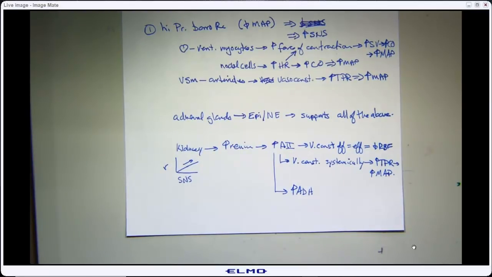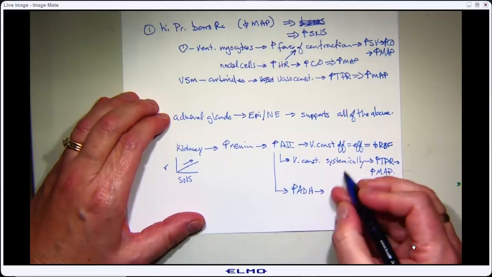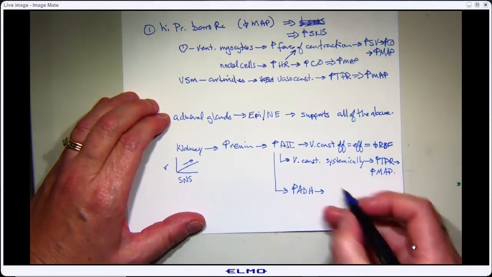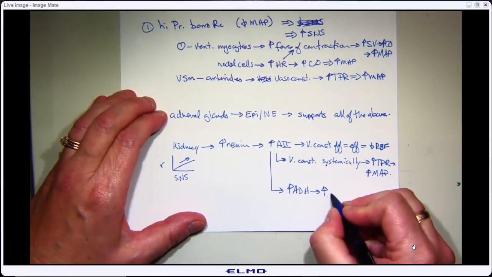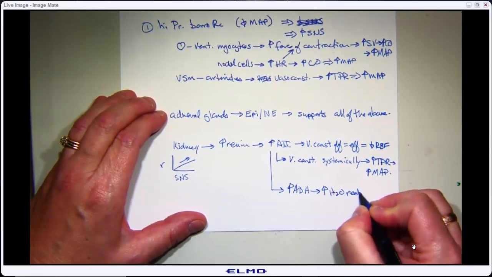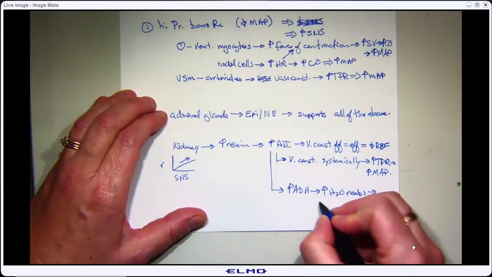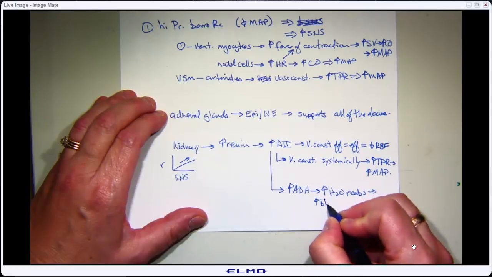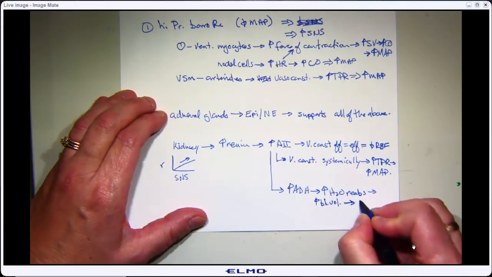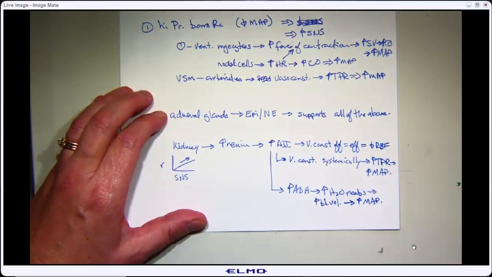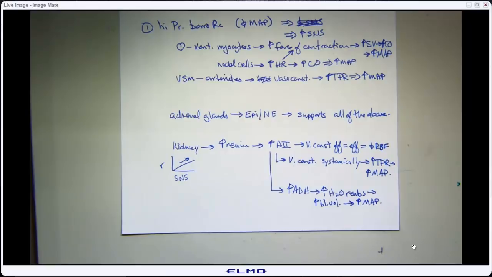ADH. Had a lot of stuff going on with ADH. Right, so we're going to increase water reabsorption. There's a lot of spots in between there. Increase water reabsorption. This will increase our blood volume to help increase our mean arterial pressure. Okay, so you can see the whole system is wired to be working to fix the problem. Okay?